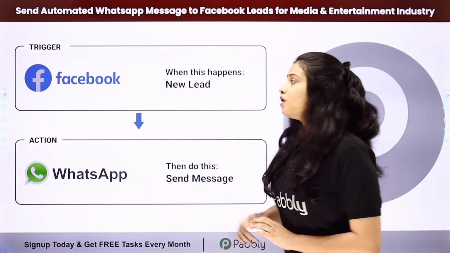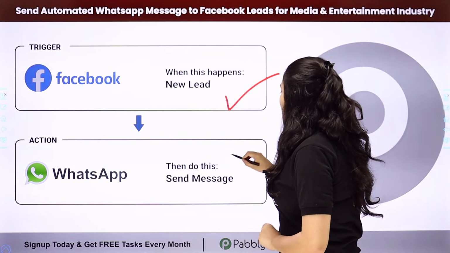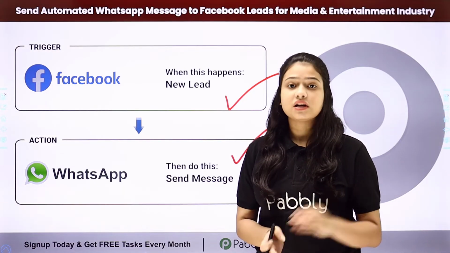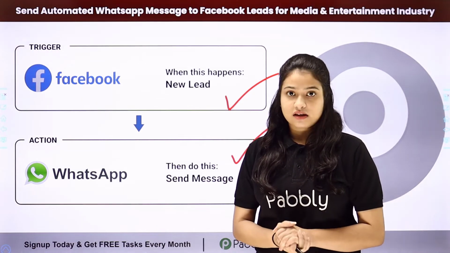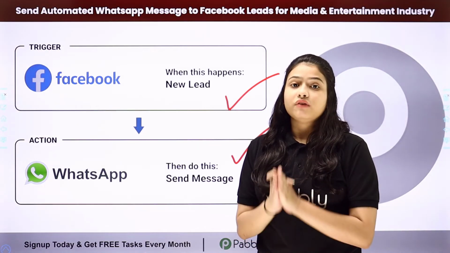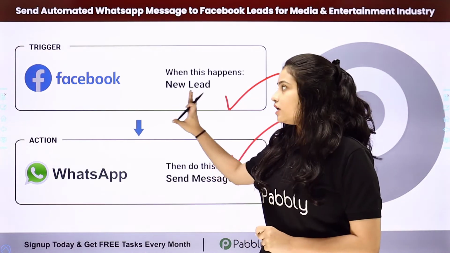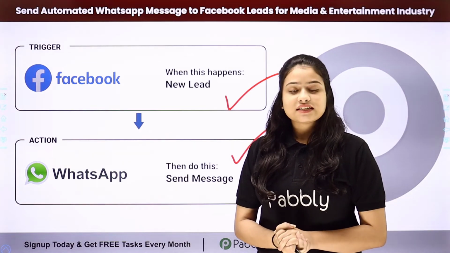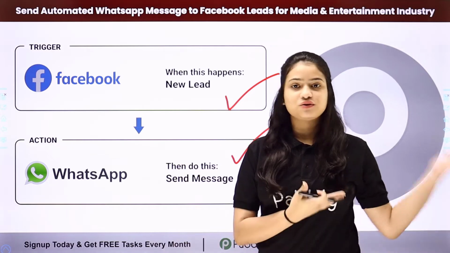Now what we are going to do is take Facebook lead ads in our trigger, and in the action we can take any application through which we want to send the template WhatsApp message, such as Interact or AiSensy. We will connect both of them using Pabbly Connect in such a way that whenever a new lead is captured through Facebook lead ads, a WhatsApp message is automatically sent to that new lead. To learn this entire automation step by step, let me take you all to my screen.